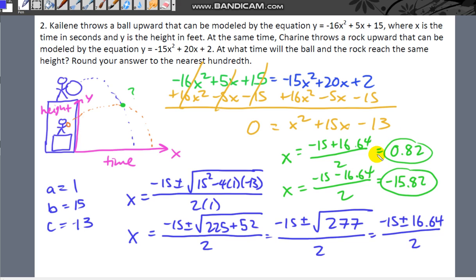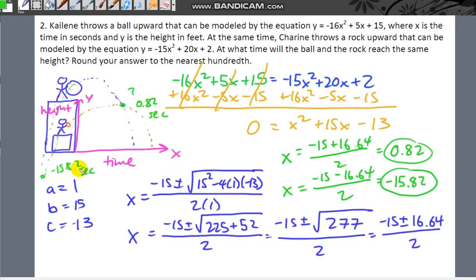What this means in context is that there are two possible solutions that come out of this. If we were to draw this, all the way down, and maybe draw this one all the way down, they're going to intersect at two x values. We have x at 0.82 seconds, and we have another x way down in the negatives, I don't know exactly where, and that's going to be negative 15.82 seconds.